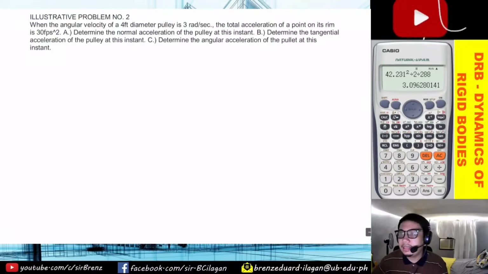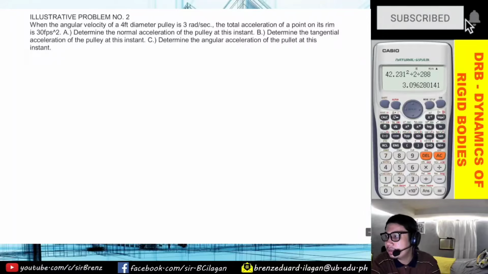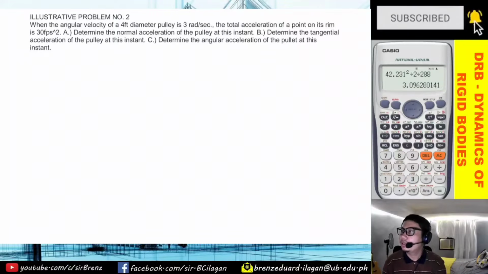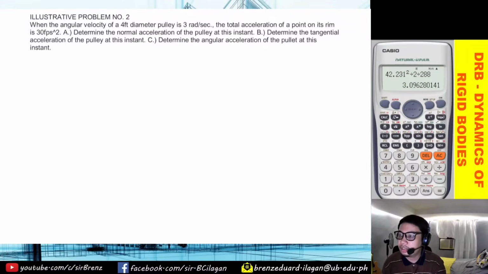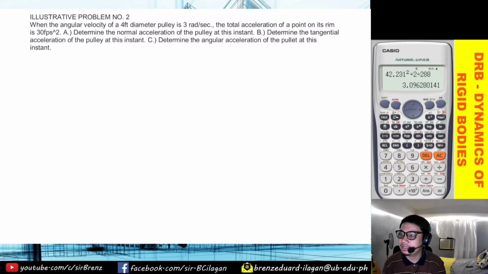When the angular velocity of a 4 feet diameter pulley is 3 radian per second, the total acceleration of a point on its rim is 30 feet per second squared. Letter A, determine the normal acceleration of the pulley at this instant. Letter B, determine the tangential acceleration of the pulley at this instant. And letter C, determine the angular acceleration of the pulley at this instant.